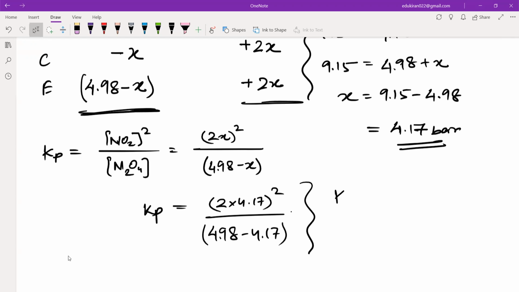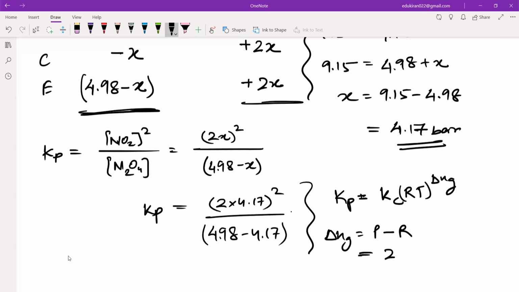Now we also know that Kp is equal to Kc into RT to the power delta Ng, right? Yes or no, guys? Yeah, so you will get the delta Ng. We have this reaction. So delta Ng is how much? Products minus reactants. So product is 2 moles of gas, reactant we have 1 mole of gas, that will be equal to 1.